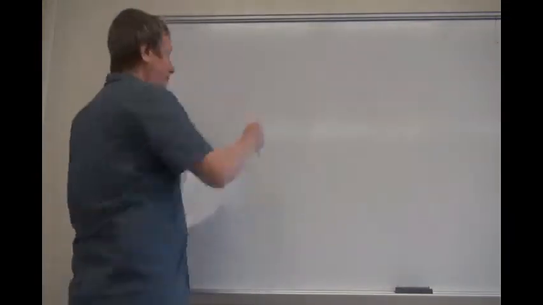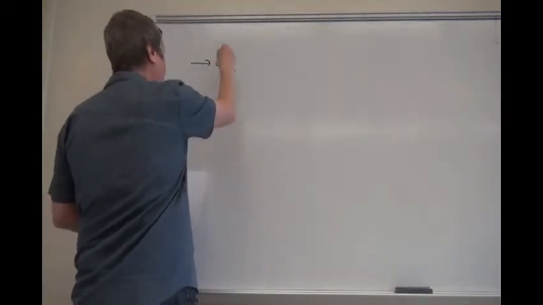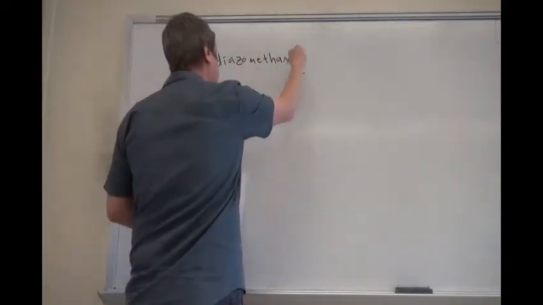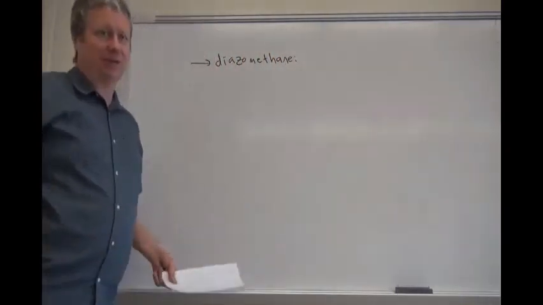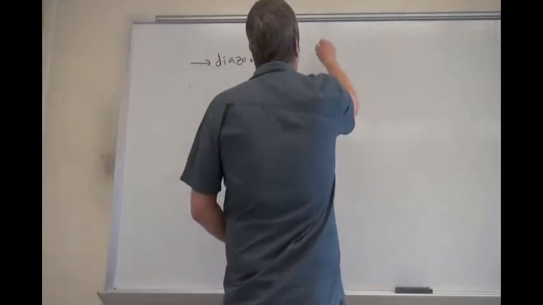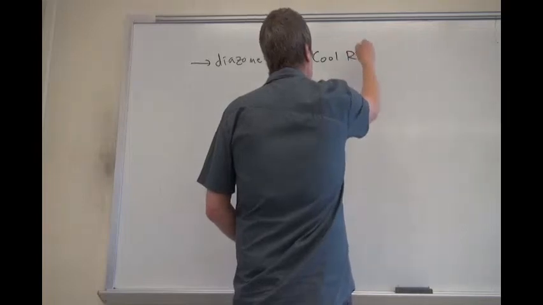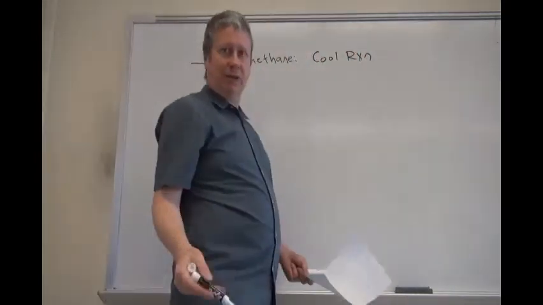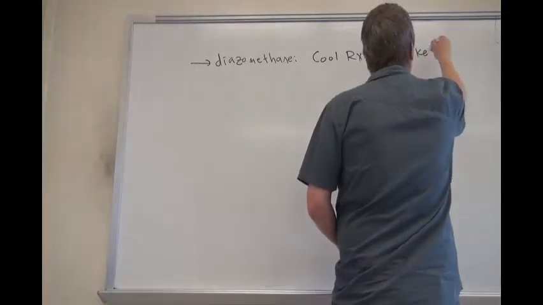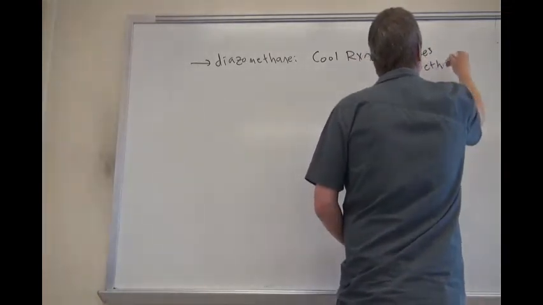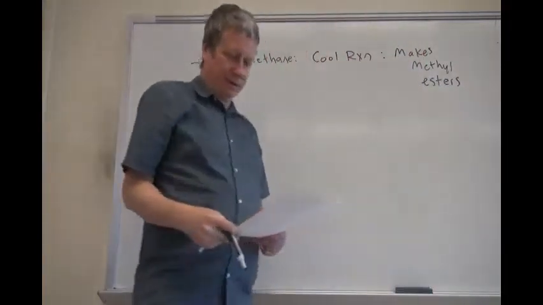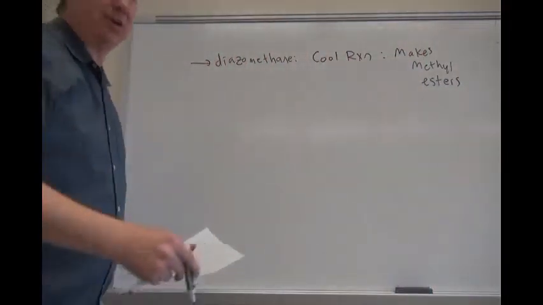What is diazomethane? So diazomethane is used actually as a chemical reaction. Cool reaction to make esters. Like you need to make a methyl ester. It makes methyl esters. Okay, so what's the reaction and how does it work?